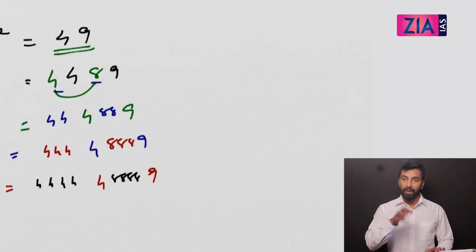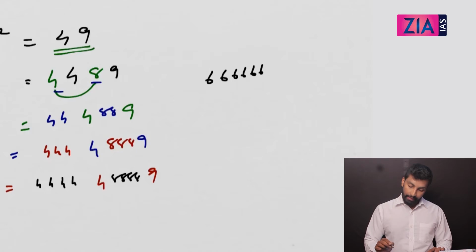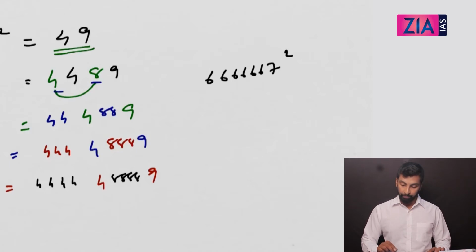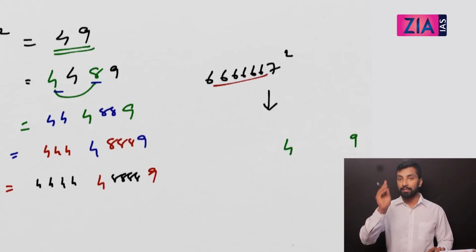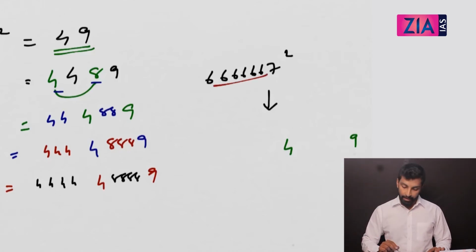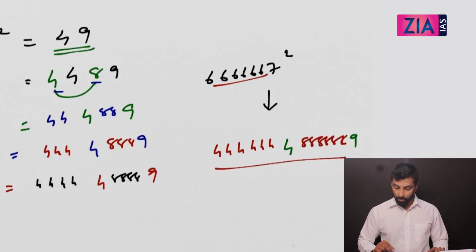Now it is very simple. If I give you 6 times 6, 7 square, how will you find the answer? First you need to write 7 square, that is 49. Then 6 times 6 means 6 times 4 and 6 times 8 I need to write, right? 1, 2, 3, 4, 5, 6 and 1, 2, 3, 4, 5, 6. So this is your answer. I hope this is clear for you.